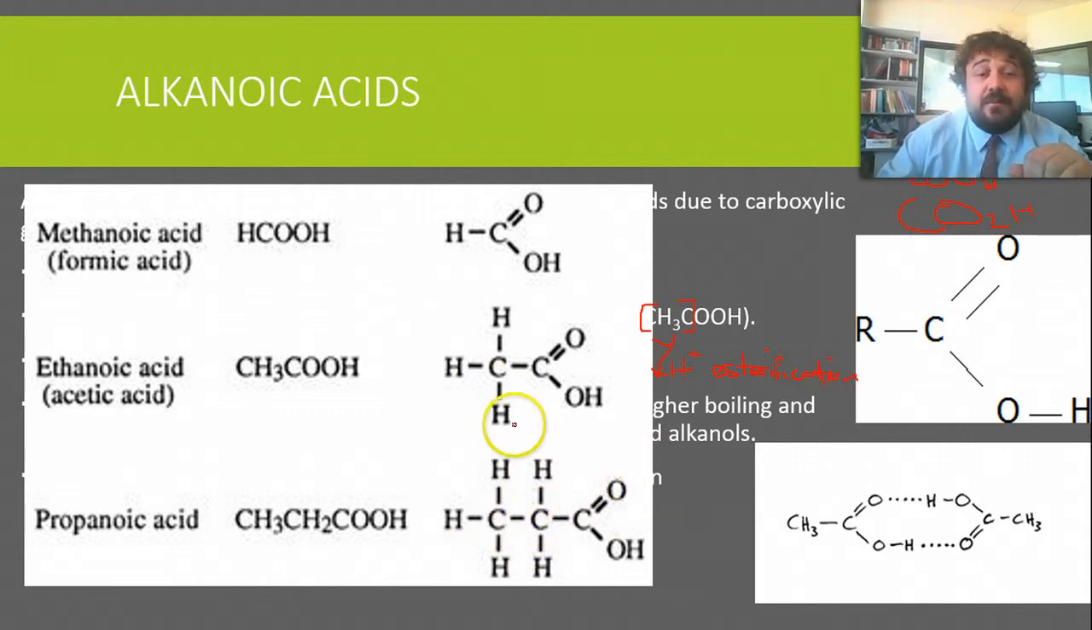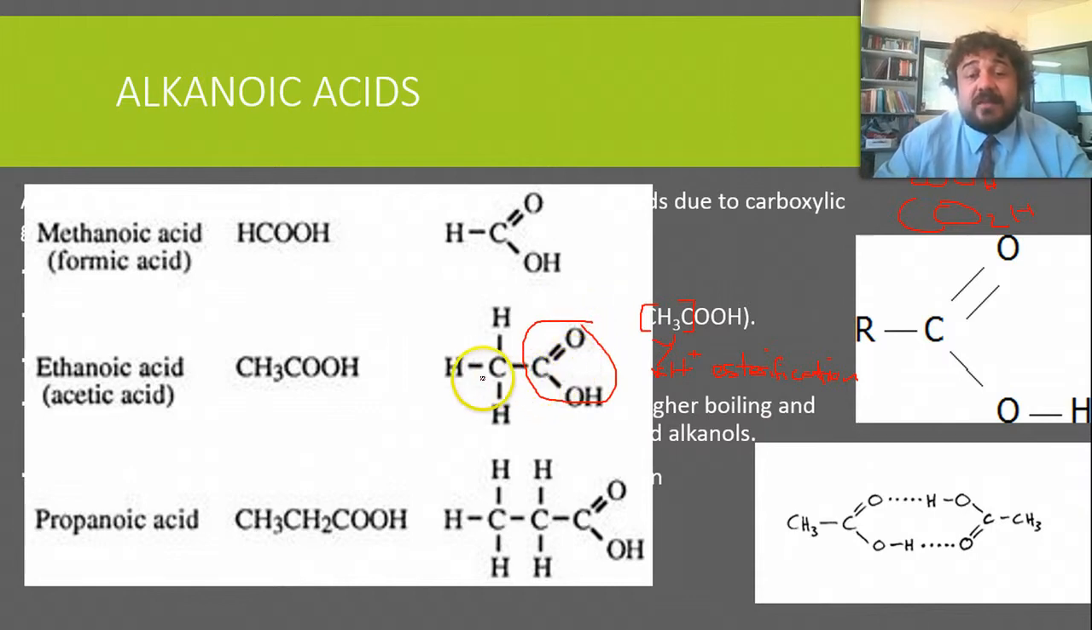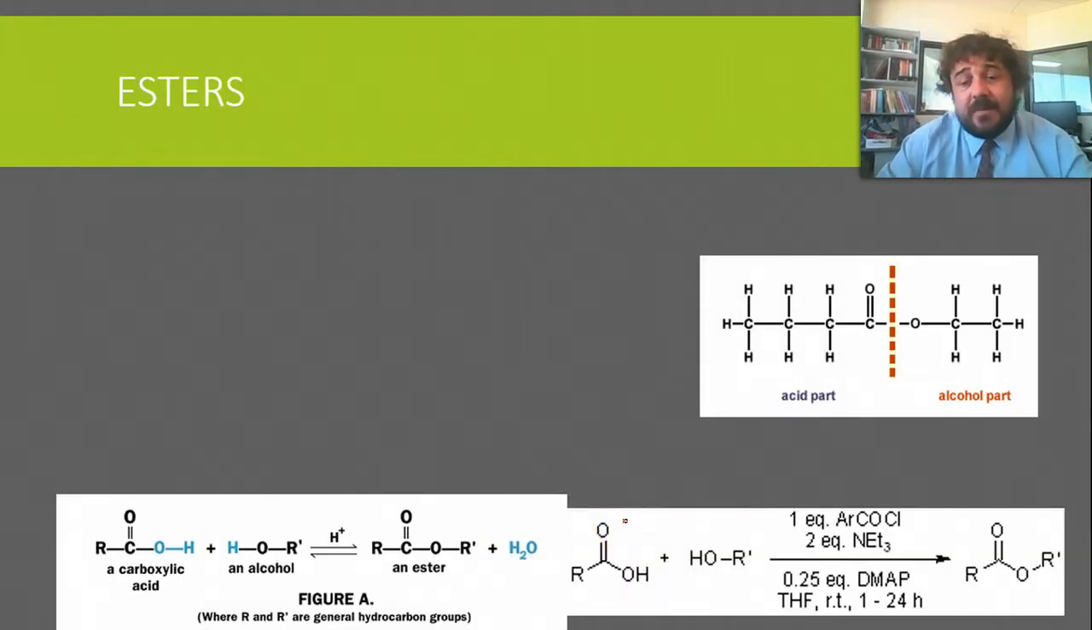Here's how we name a couple. First, methanoic acid, the 1 carbon. Ethanoic acid, 2 carbon. Remember, even though this is our carboxyl group, its carbon still goes into the naming. Propanoic acid, 3 carbons.